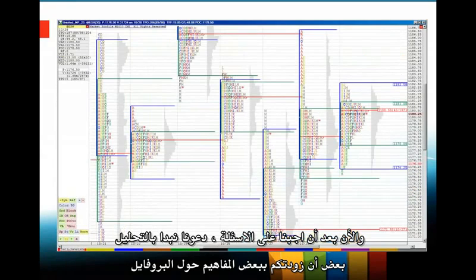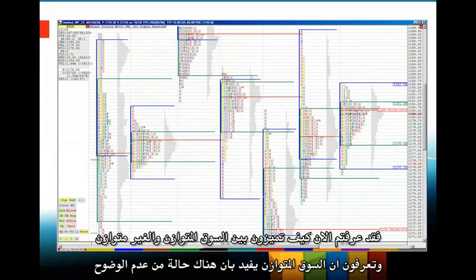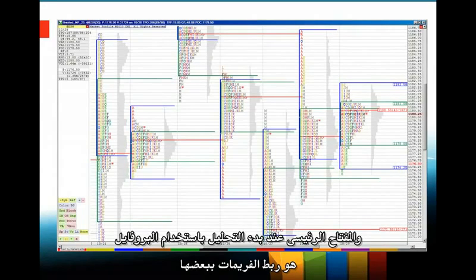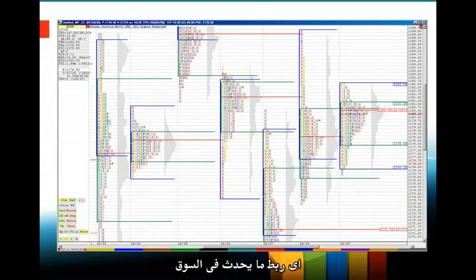I've armed you with some key fundamental concepts about the profile. You at least now know how to distinguish between an imbalanced and a balanced market. And you know that a balanced market basically tells me that there's uncertainty in the market. And the key thing that we have to do when we begin analyzing using the profile chart is look at it in context of what is happening in the market.